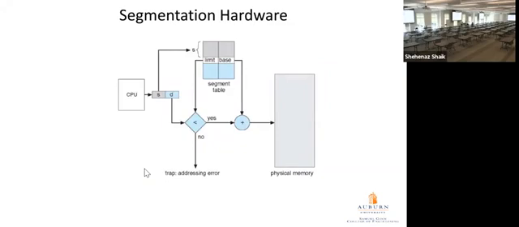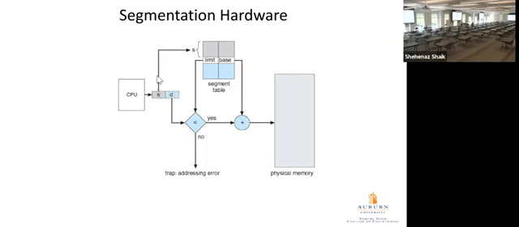Yeah, so this picture over here gives us an overview of the mapping of logical addresses to their corresponding physical addresses. If you see, the logical address that is included as part of the program includes the segment number as well as the offset, which is marked with a D over here.